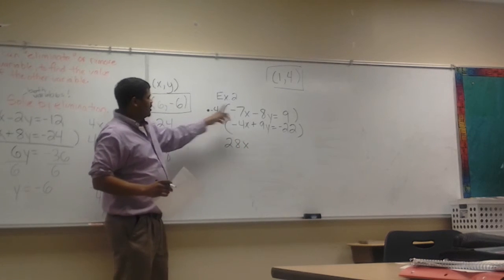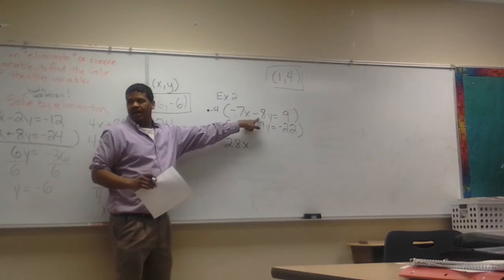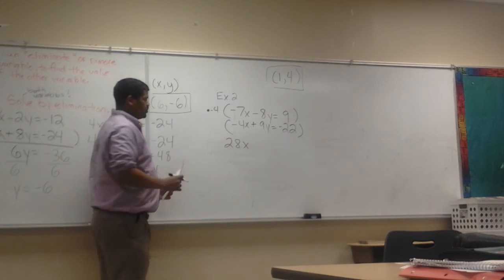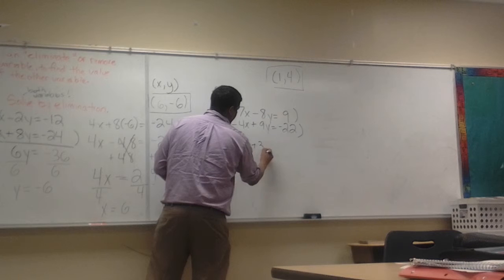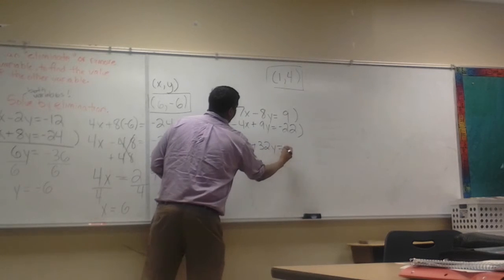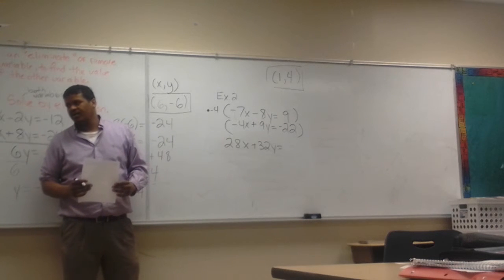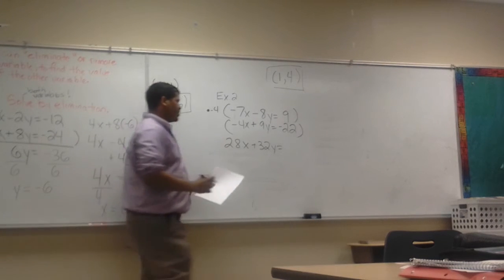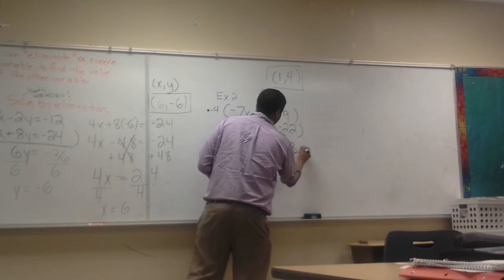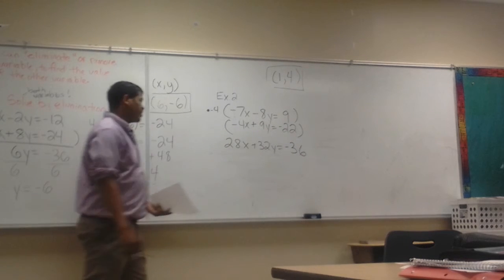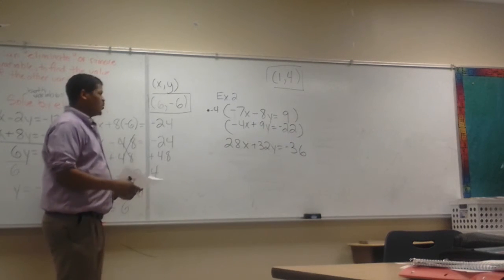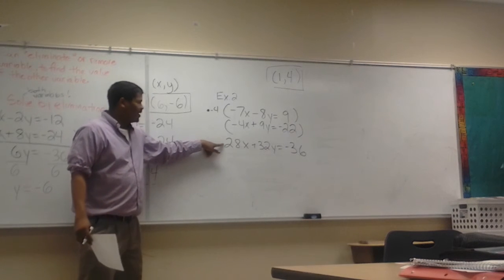Negative 4 times negative 8 is plus 32. Very good. And lastly, negative 4 times positive 9 is negative 36. All right. Now, we have our positive 28.